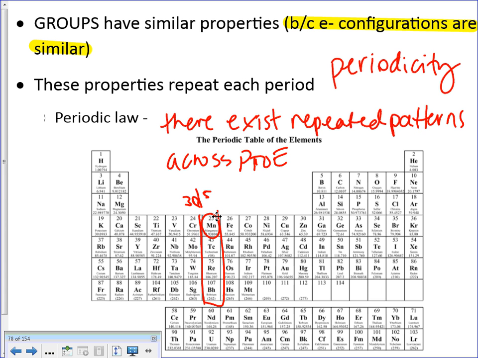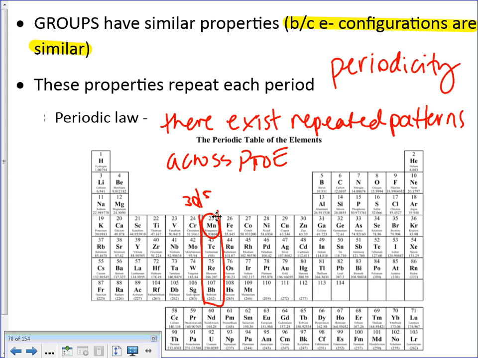So where did they come up with this whole word, the periodic table, from? It's a table that has periodicity. It has repeated patterns throughout it. That's where the word periodic came about, or at least to describe this table.